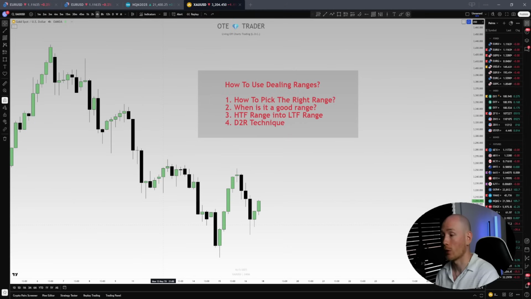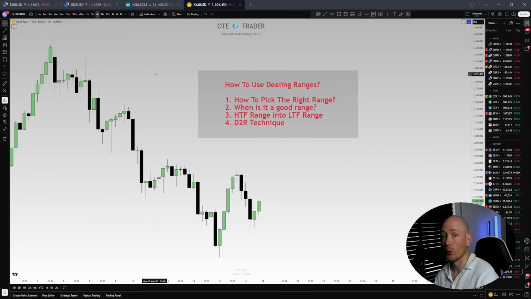Right guys, let's dive into this topic, dealing ranges. A lot of people struggle with picking the right dealing range. I'm gonna go over a couple of topics here. First of all, how do you actually pick the right range? Second of all, when is it a good range? Then third, we're gonna go over higher time frame ranges into lower time frame ranges. And at the end, I got a little trick which I use, which is the D2R technique, the double dealing range technique, which is how to get in on lower time frame order flow. I've not specifically taught this anywhere but my private students, but this is a little trick I use myself to find an entry on the lower time frame.